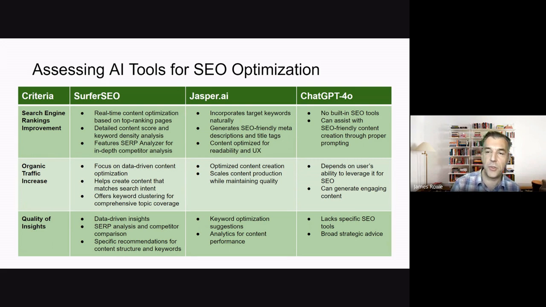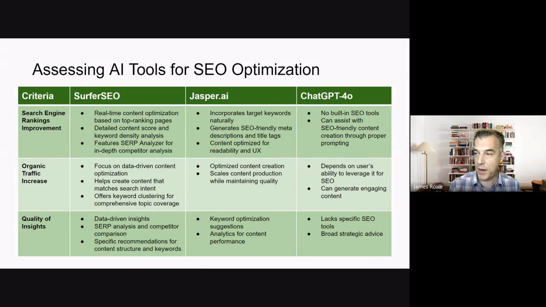In terms of organic traffic increase, Surfer SEO is really focused on being a tool. It doesn't generate content. It focuses on looking at your content and analyzing and optimizing it. So it's taking that data-driven approach to look through and figure out what pieces need to be adjusted to get the best results. And then it can provide guidance around that content, but it's not a writer per se.